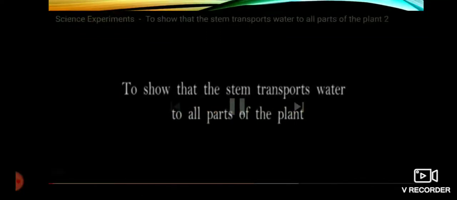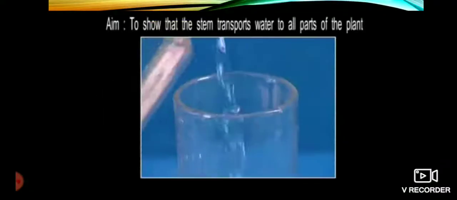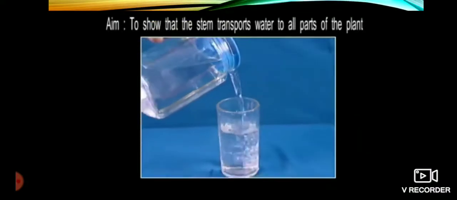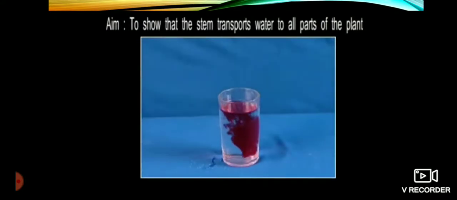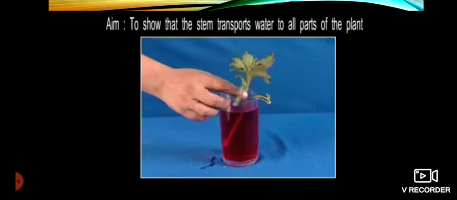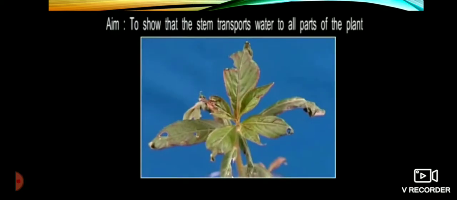For that, you need a glass, water, red or blue ink and a soft stem. Let us start the activity. Pour water, fill 1/3 of the glass, add drops of red or blue ink to the water, cut the base of the stem of a soft stem and put it in the glass as shown.